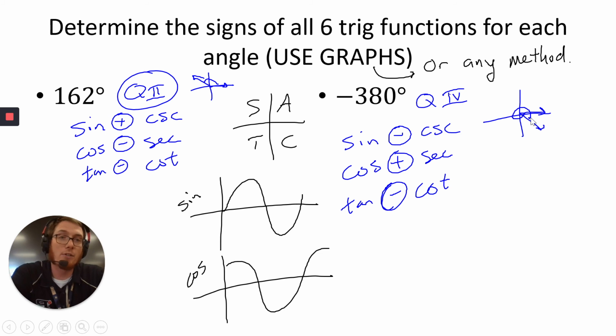Negative 380 goes in quadrant 4, so that's where cosine's positive and the others are negative. That would correspond to sine being negative, cosine being positive. It's just another way to set it up. Just make sure you stick with one of them. I know a lot of you will just use this device here with the All Students Take Calculus. Just make sure the graphs are being looked at in the background to make sure that you understand how to use them.